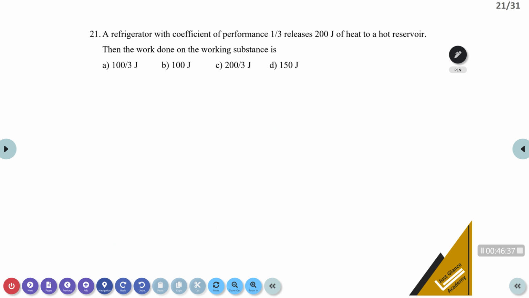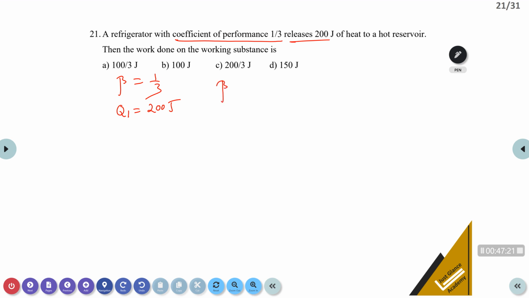Question 21. A refrigerator with coefficient of performance beta equal to 1 by 3 releases 200 joules of heat. Release means always in the refrigerator, heat is given out of the system, that is Q1 equal to 200 joules. Remember these words. Heat is rejected by the refrigerator because inside temperature is low. So that Q2 is low. Then heat goes to a hot reservoir, then the work done he is asking.